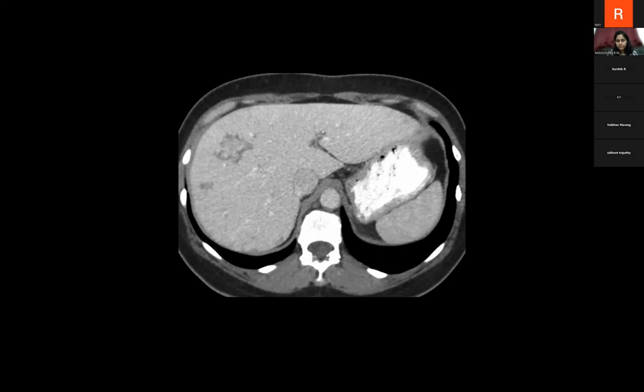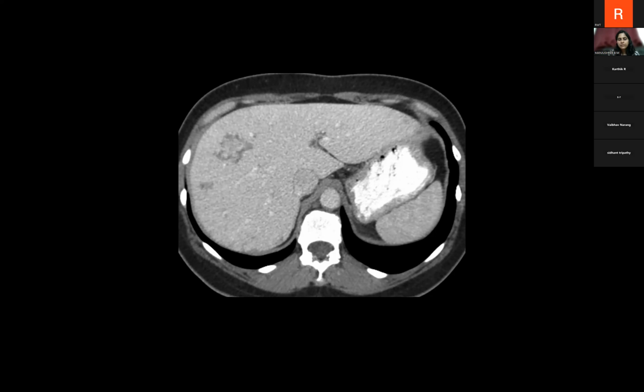Timer starts now. Time is up, ma'am. Okay. Again, Raghunath has answered it first. This is peliosis hepatis. Others also have attempted.